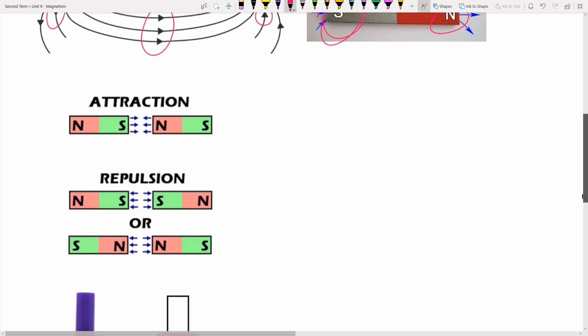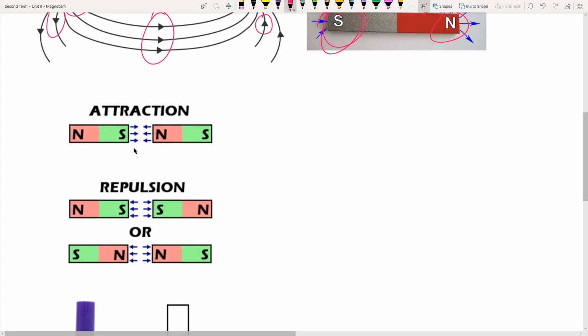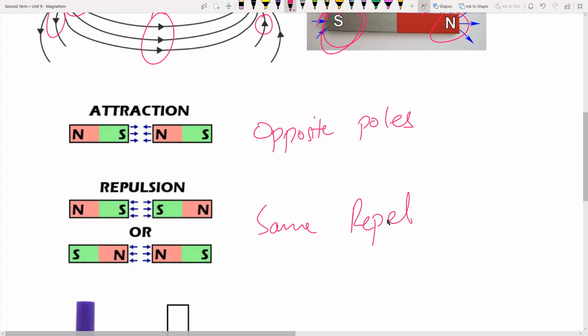Now, this is a basic idea of how magnetic attraction or repulsion works. Opposite poles attract, and same poles, whether they're south-south or north-north, will repel each other. Repel means they will push each other apart, whereas opposite poles will be pulled into each other and get joined. Same poles will rather push each other away. So same poles repel.